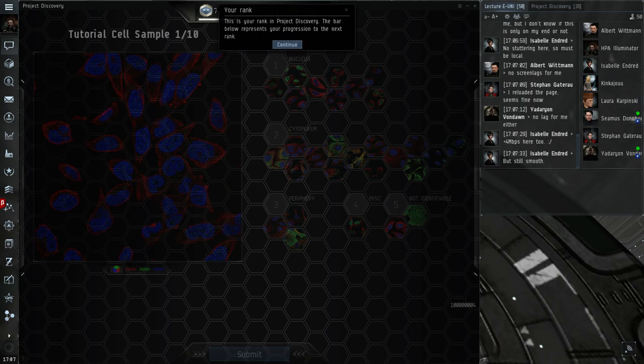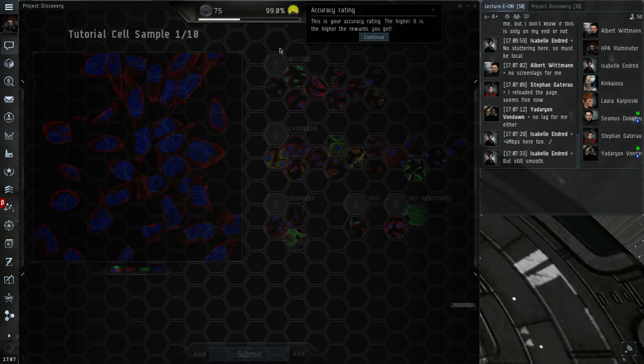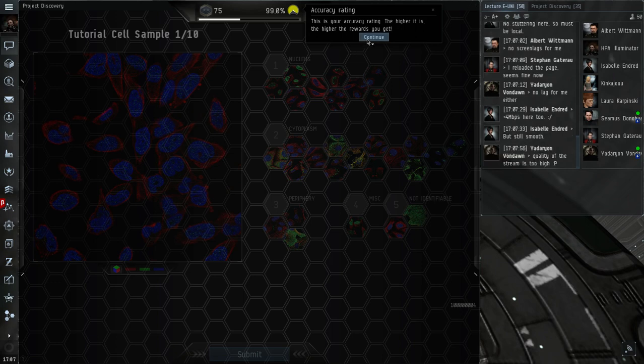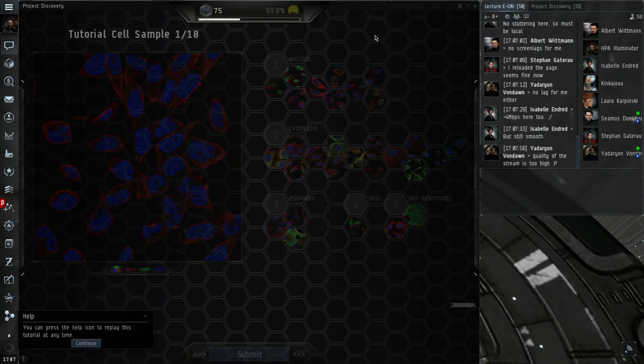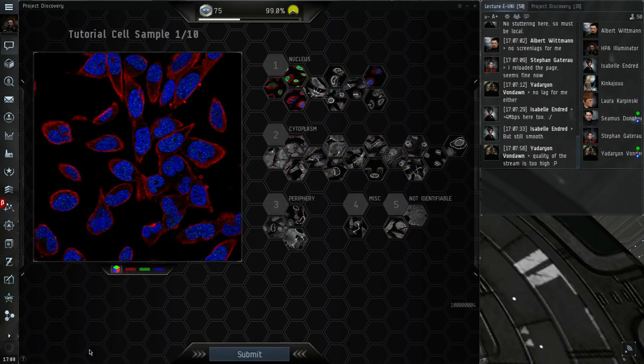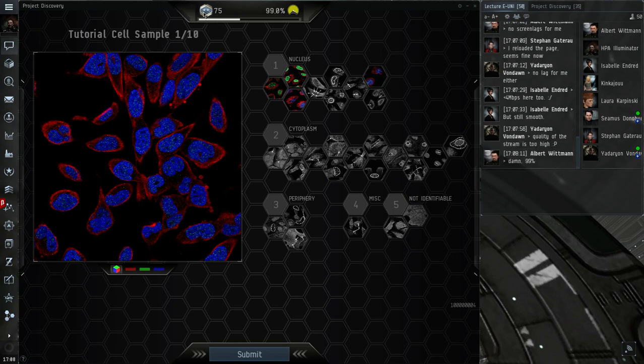Okay, cool. So in the upper left corner, you see your rank in Project Discovery. And the bar below is your progression towards the next rank. On the right part, you see your accuracy rating, which is a maximum of 99%. And the higher it is, the higher rewards you get, so it's really tightly connected to the amount of ISK you get. And you can press the help icon in the bottom left corner to replay this tutorial at any time. And if you wonder how much ISK you have, you can hover over the ranking and see that you have, in this case, 150,000 ISK.